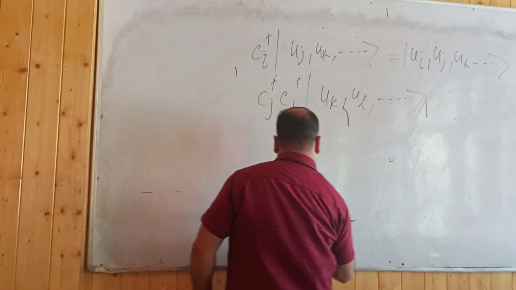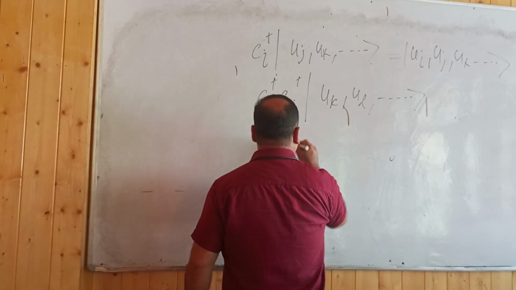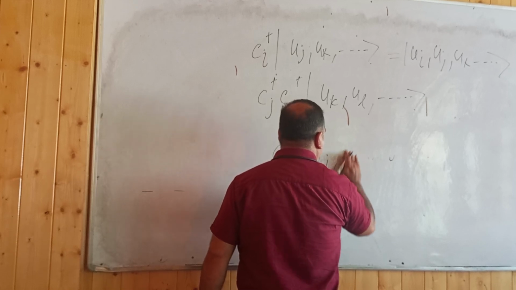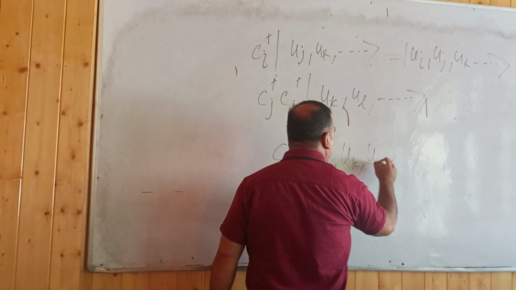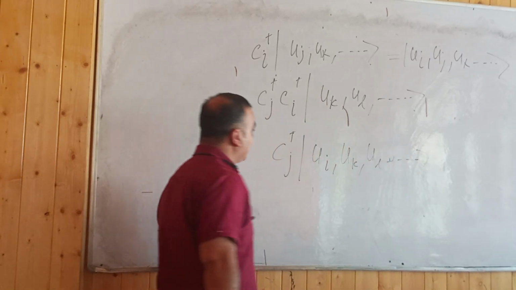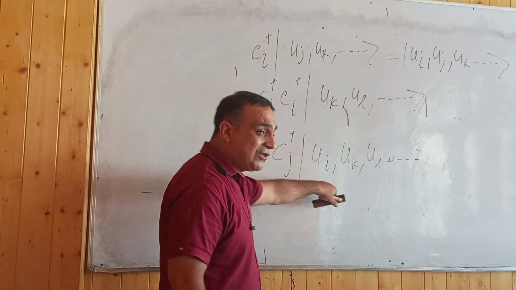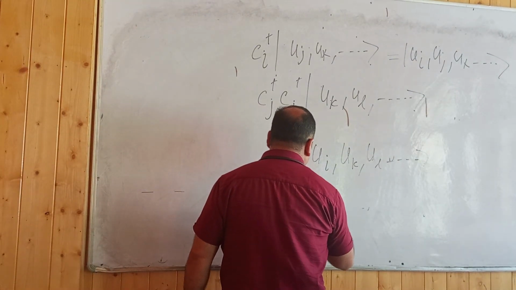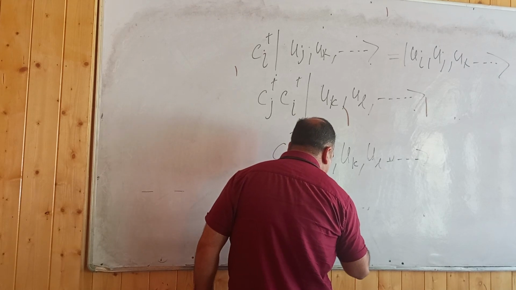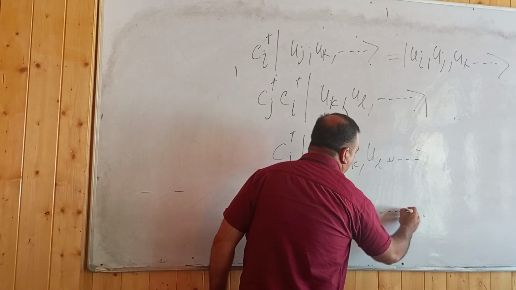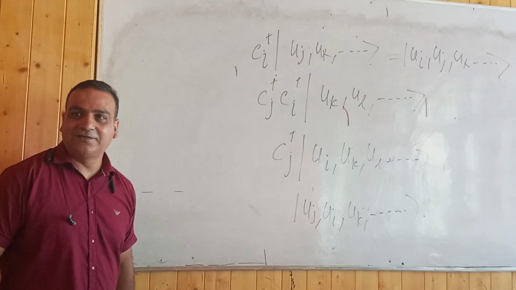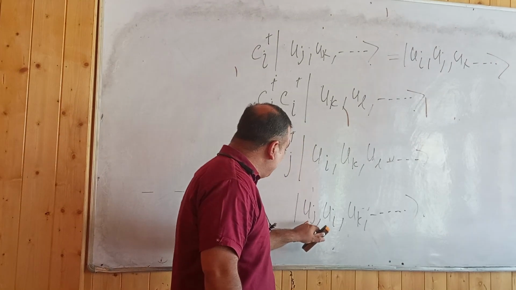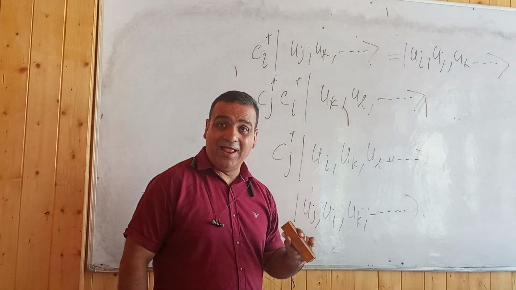So what you will have? You will have Cj dagger, and here you will have Ui, then you will have Uk, and you will have Ul, and so on and so forth. Now, this will create another state, another set of particles. What will be that? That will be Uj, Ui, Uk, and so on and so forth. Is this clear? But I want this to look like this. So what should I do? I will make it Ui, Uj. I want to make it like that.